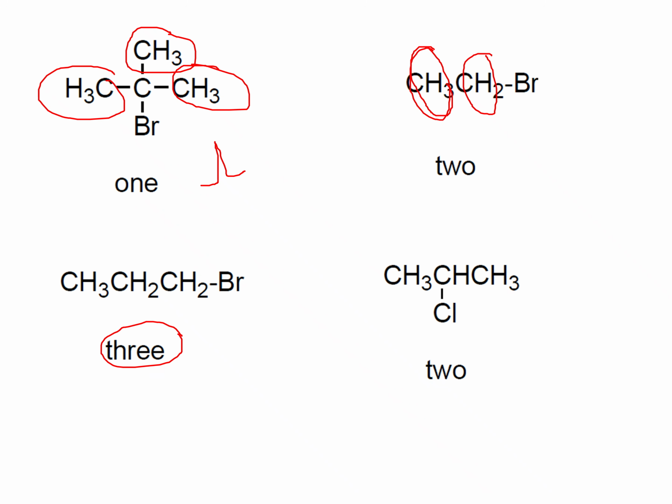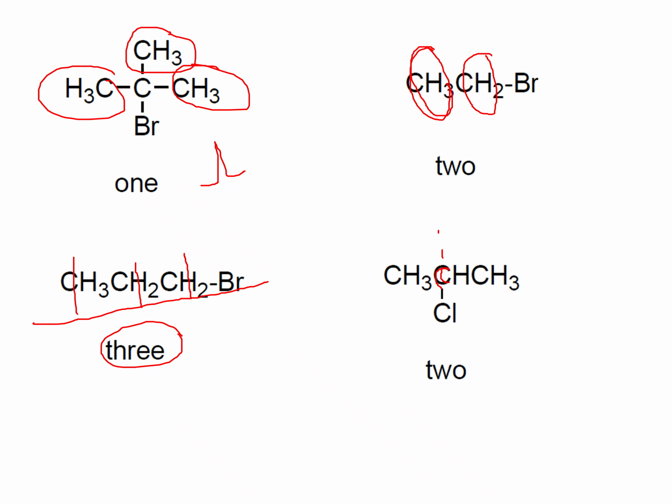Why three environments? Because this one is attached very closely to the bromide, then this one is attached at a larger distance, and this one is also attached at a larger distance. Okay, so all of the environments will give three peaks. So this is two environments. Why? Because just think about this carbon.